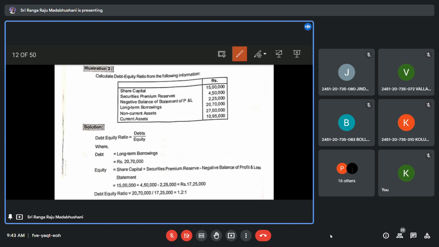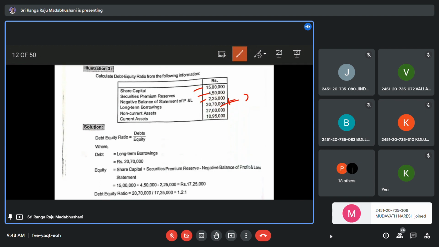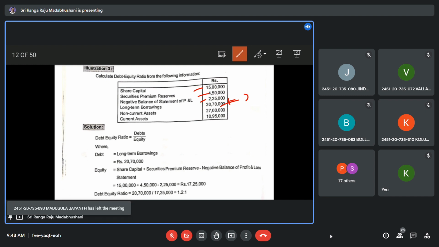So in this problem, calculate debt equity ratio from the following information: share capital, securities premium reserve, and a negative balance. So this is a negative balance. So you have to subtract from the above total. Then long-term borrowings, debt, non-current asset and current asset. No need of that. So now the debt is only 20 lakhs 70,000. So long-term borrowings only the debt.